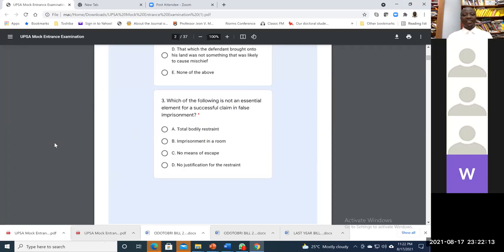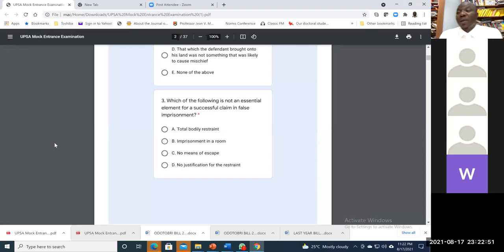Okay, so let's look at the next one. Which of the following is not an essential element for a successful claim in false imprisonment? Can somebody tell us the principle which governs false imprisonment? This is a basic thought. Okay, if you are not prepared.